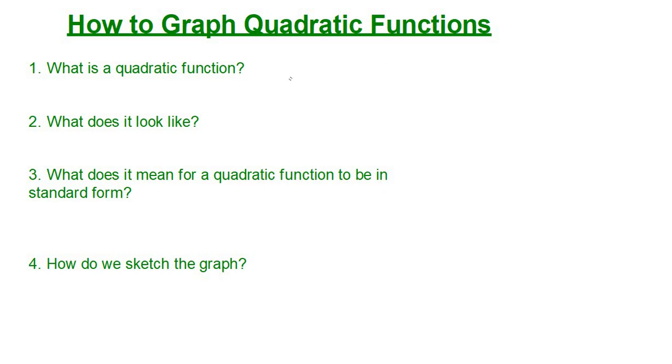Most of what we've been studying so far were things like linear functions. Here's the classic example, y equals mx plus b. That's called slope-intercept form. What makes this a linear function is that x is being raised to the first power. So linear means x to the first power. A quadratic function, we'll answer questions 1 and 2 right now. What is it? What does it look like?